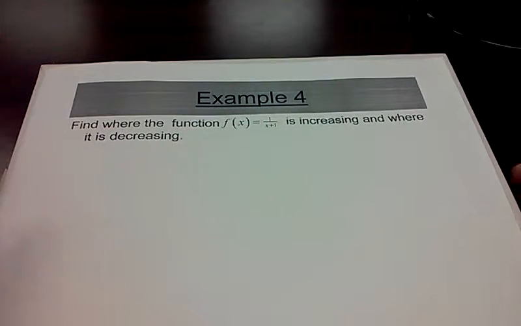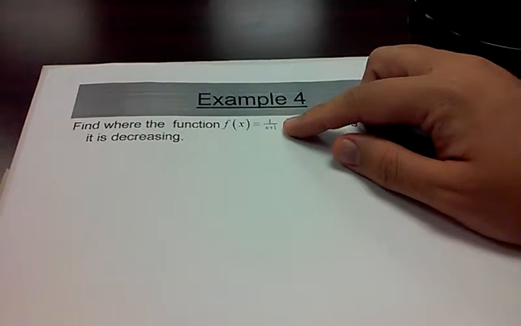All right, guys, for this problem, it says find where the function f of x is equal to 1 over x plus 1 is increasing and where it is decreasing. All right, in order to find where it's increasing and decreasing, we have to know where the critical numbers for this function are and where the function is undefined.